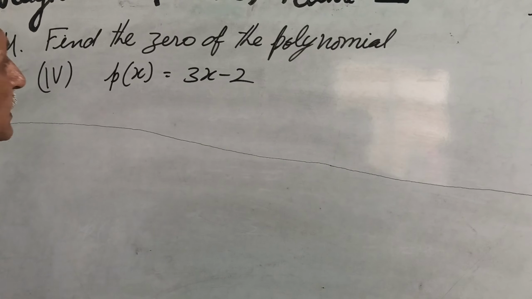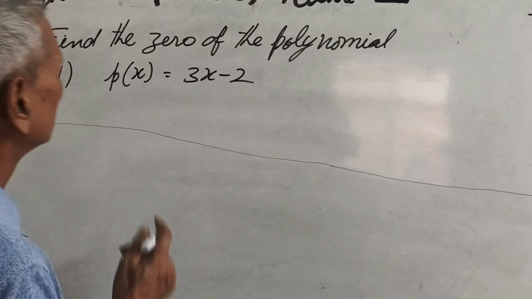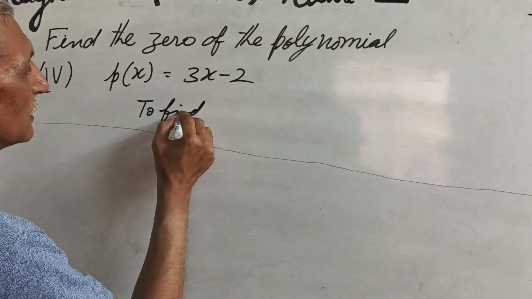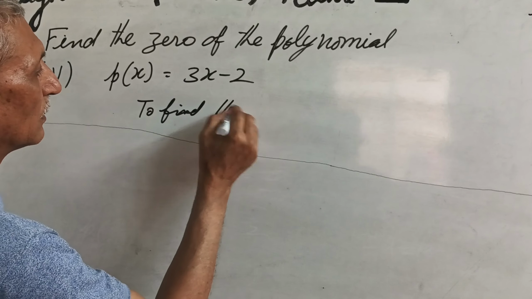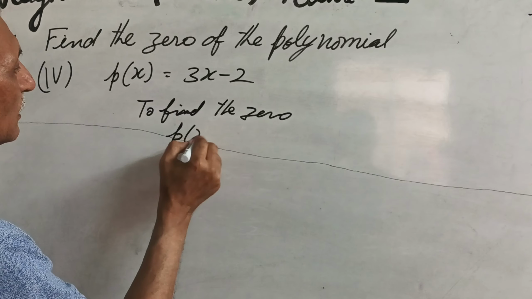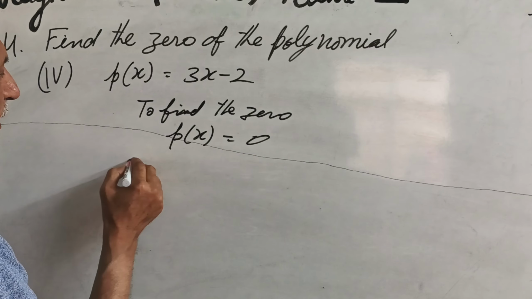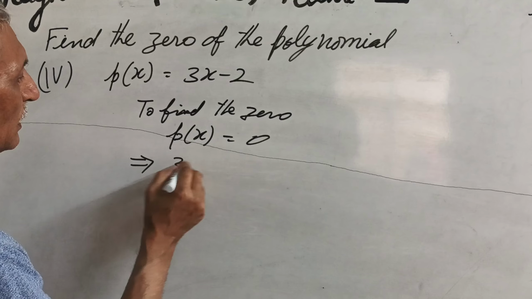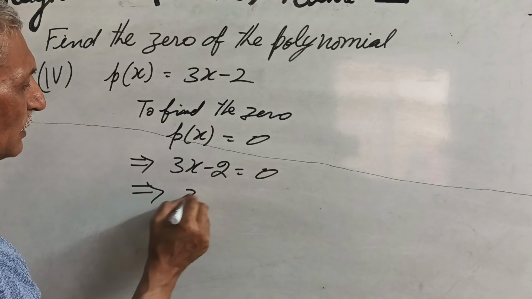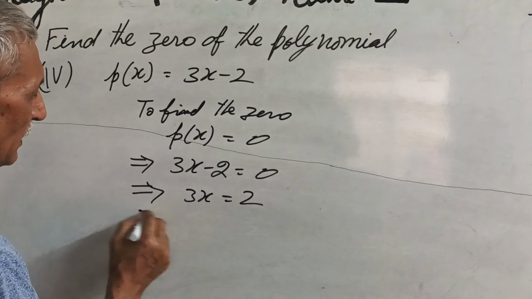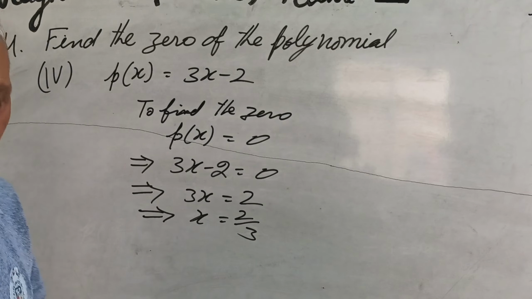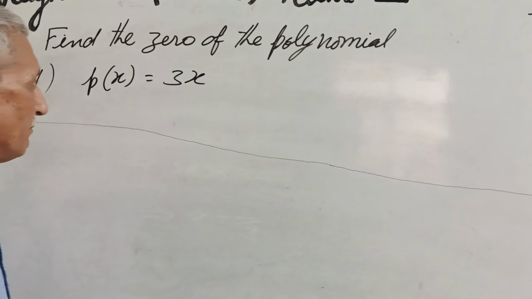Let's take part 4. This is the one, right? To find the 0, let's put px is equal to 0, and that should give you 3x minus 2 is equal to 0, and that should give you 3x is equal to 2, and that makes x is equal to 2 upon 3. ठीक है दोस्तों? Let's take part 5.